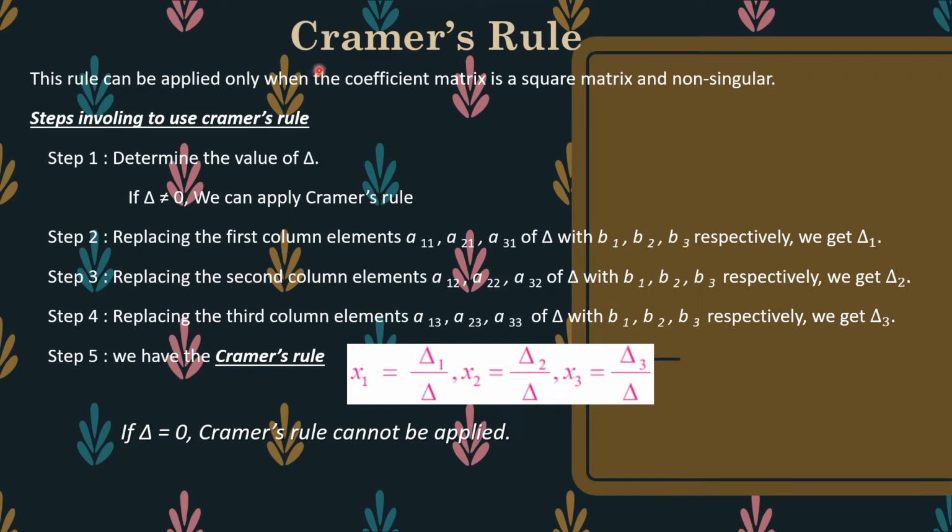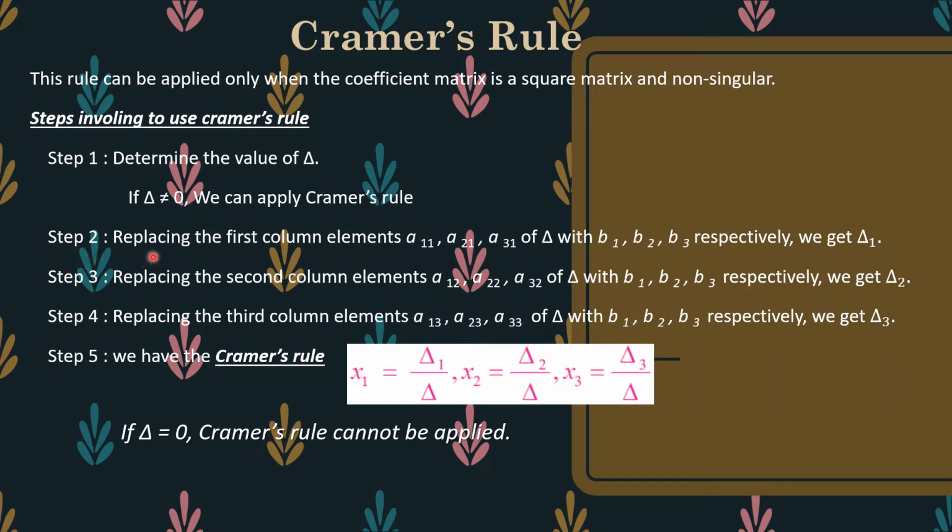Now we are going to see Cramer's rule. This rule can be applied only when the coefficient matrix is a square matrix and non-singular. Steps involved in using Cramer's rule. For the first step, we determine the value of delta. Here delta is nothing but the coefficient matrix, that is the A matrix. For that you have to find the determinant value, that is delta is nothing but determinant of A. If delta is not equal to 0, we can apply Cramer's rule. Then proceed to step 2.